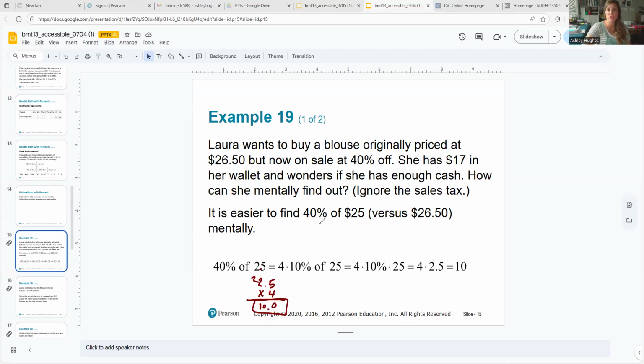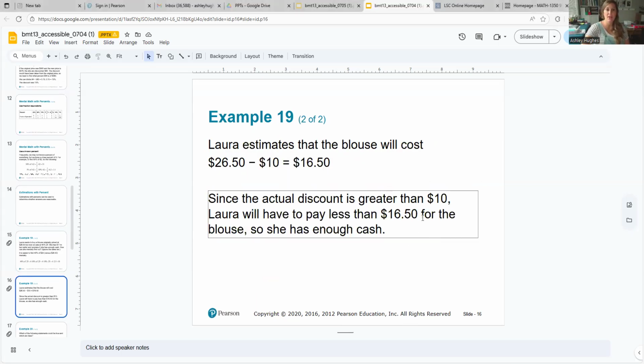That's how much she would be getting off of the 25, which would be about 15. It's 26.5. Since the discount is greater than 10, Laura will have to pay less than $16.50 for the blouse, so she does have enough.